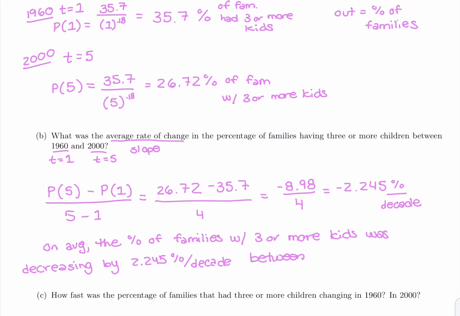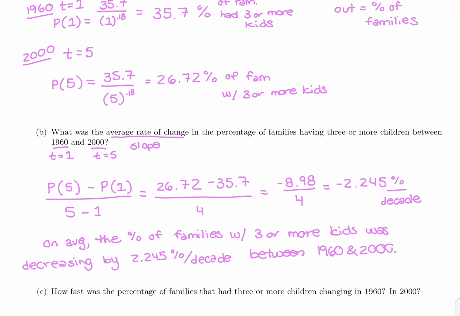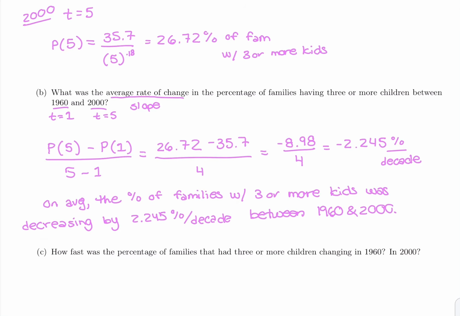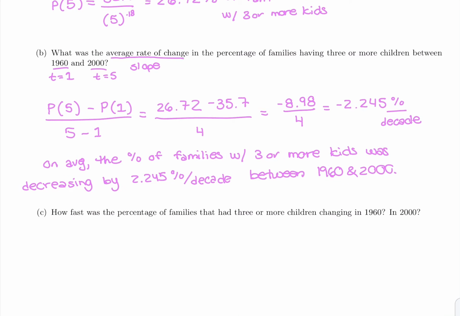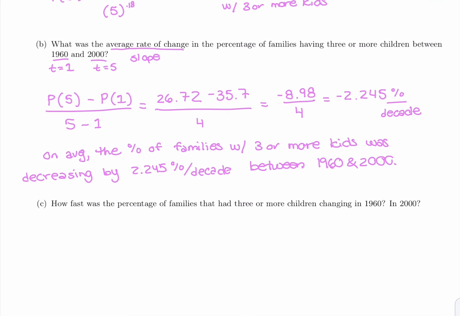So between 1960 and 2000. It may not have always been increasing. There may have been a time like between 1940 and 1960 where it was on the rise. There were more families having 3 or more kids. But between the 2 years we looked at, the average rate of change indicated a decrease. So on average, the percent of families with 3 or more kids was decreasing by 2.245% per decade between 1960 and 2000.